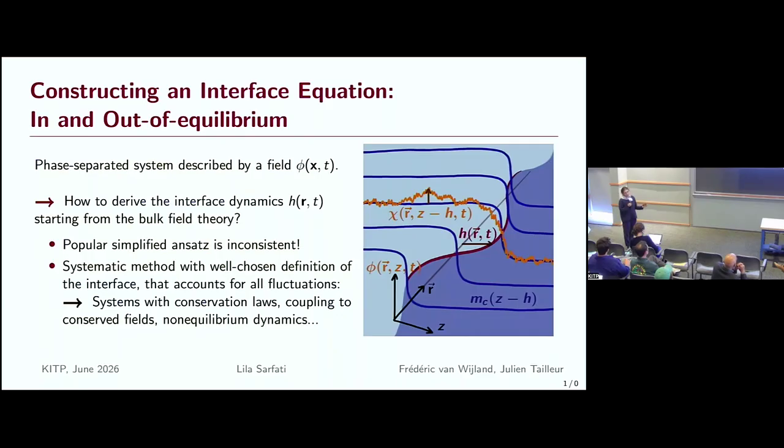The problem is that this route is actually inconsistent. From the same starting point, you can have contradictory results, including the correct results, interestingly. And so in my poster, that's what I discussed, and also I introduce a well-controlled route that we have developed that accounts for both translational and bulk fluctuations, and it's systematic both in and out of equilibrium. So I would be happy to explain more. Thank you.